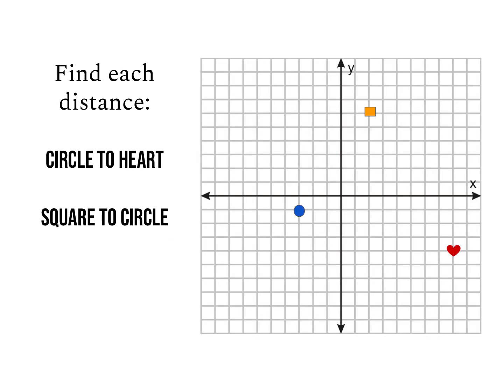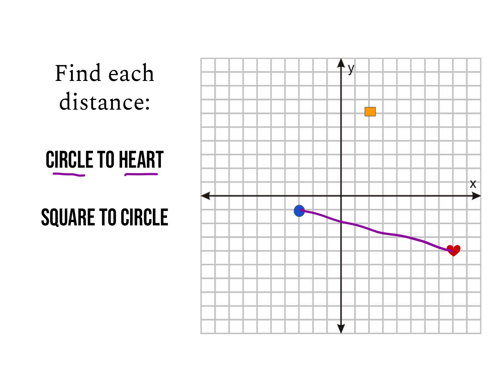The third section on your test is going to be where you're trying to find the distance from one thing to another on the coordinate plane. So for example, I'm going to find the distance from the circle to the heart. That's a little bit of a crooked line, but I'm going that distance. Notice I can't just count those boxes because I'm not getting full boxes. It's not a straight count.